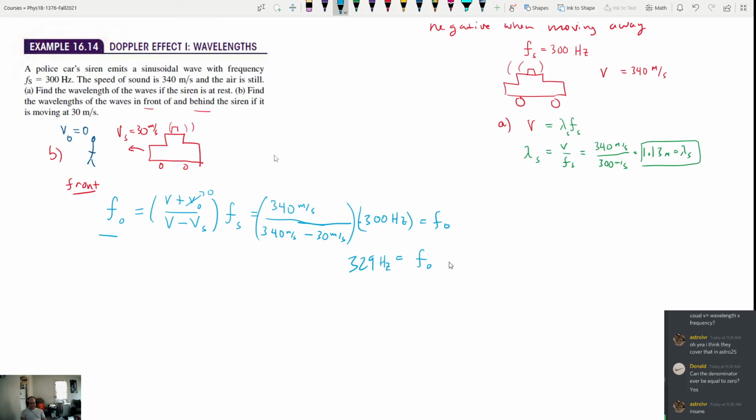And of course, we can then convert that into wavelength by taking V over F. So we take the velocity of sound, divided by the frequency observed. So we get 340 divided by the observed frequency of 329. And this gives us the observed wavelength, which is going to be 1.03 meters. So slightly less than it was.